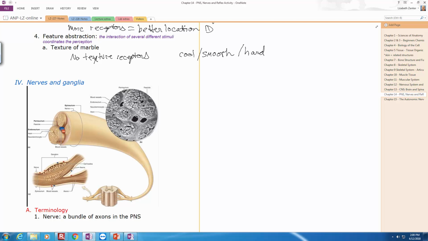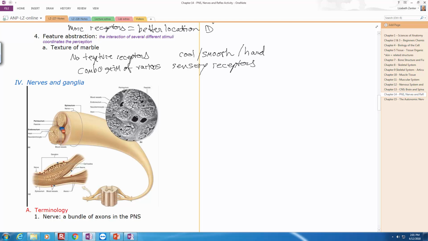Okay, so pressure receptors telling you it's hard, tactile receptor telling you it's smooth, thermoreceptor for it being cold. So these are a combination of stimulus of various sensory receptors. So combo, that's the coordination of perceptors. Combo, or coordination, or combination of stimulation of various sensory receptors. Very cool. All right, awesome.